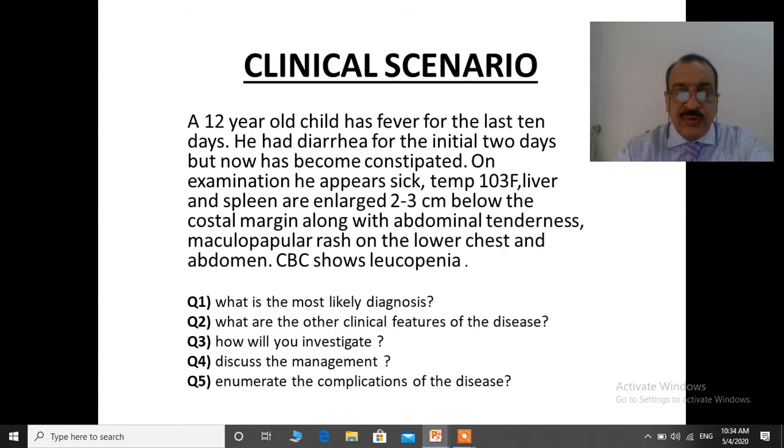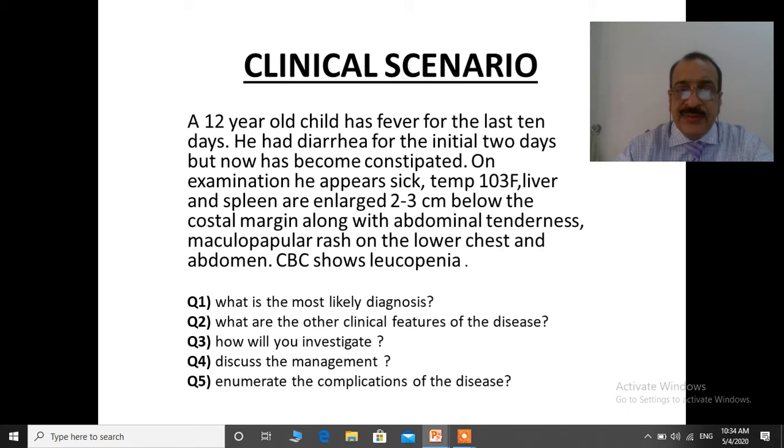The CBC shows leukopenia. The various questions which can be asked about this scenario are: what is the most likely diagnosis? What are the other clinical features of the disease? How will you investigate this patient and give a plan of treatment and enumerate the complications of the disease? So these are the various questions which may be asked after reading this scenario.